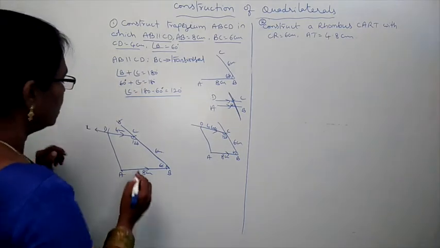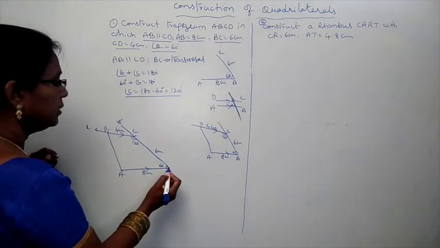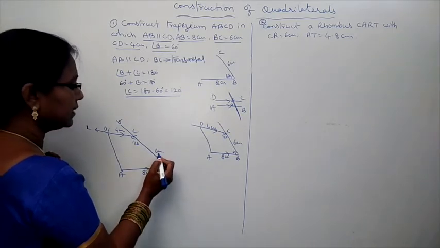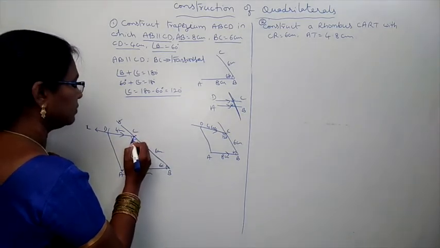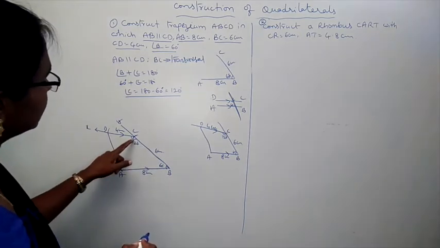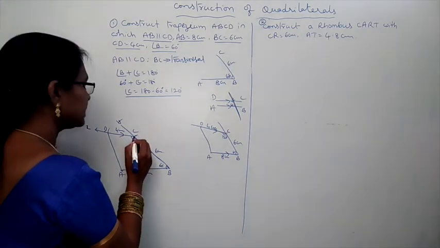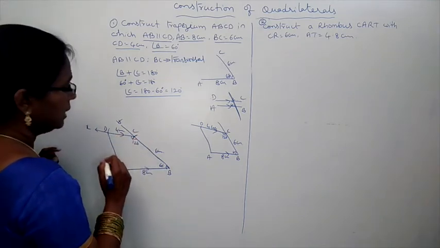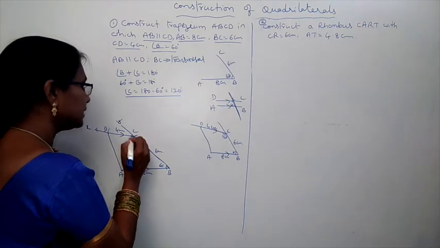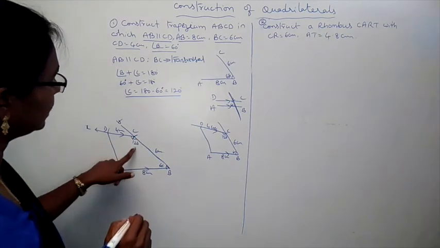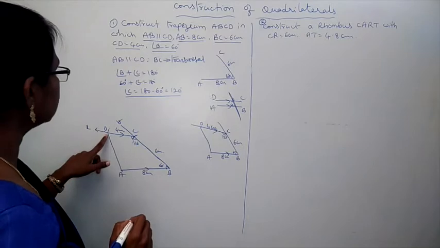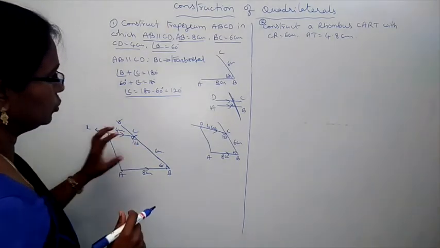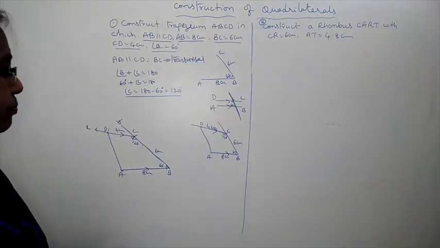With that, how to draw? First AB 8 centimeter. Take B as center with radius 6 centimeter, you have to draw one arc. It will intersect the BY ray at C. Then take C as center and draw one arc 4 centimeter. And at C, you have to draw one ray with a 120 degree angle. That will intersect the arc at one point, that is D. Join AD. Then you will get the required trapezium.